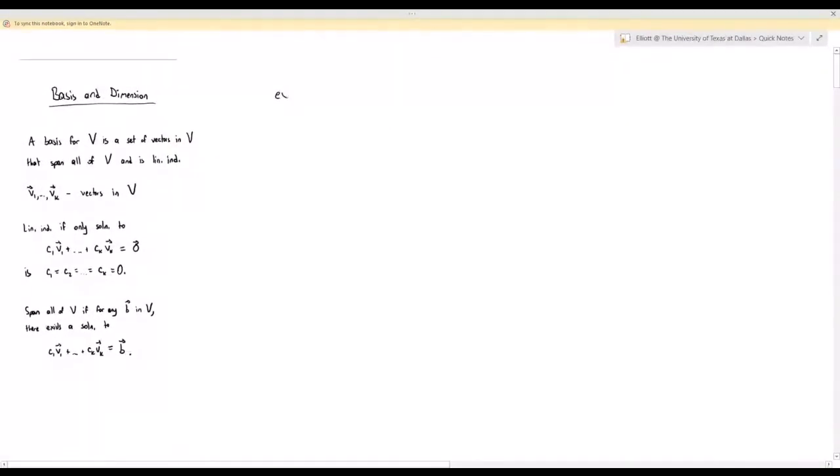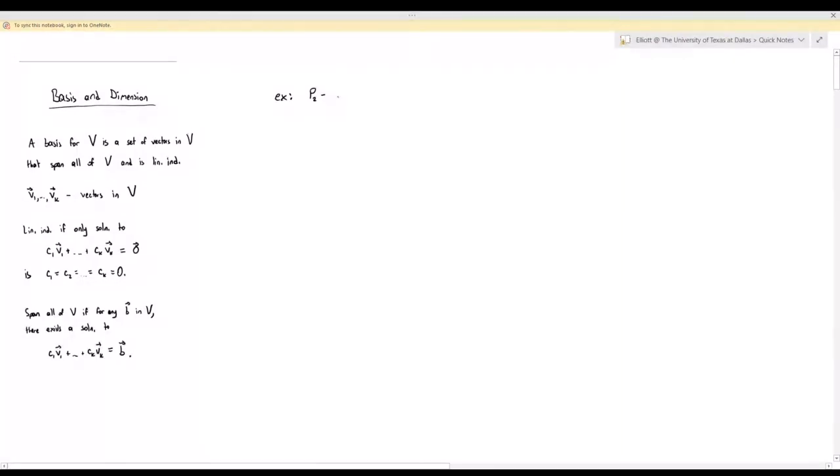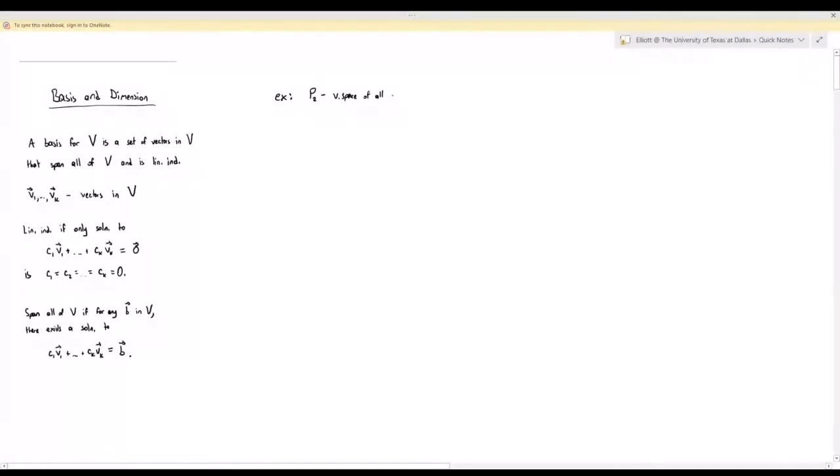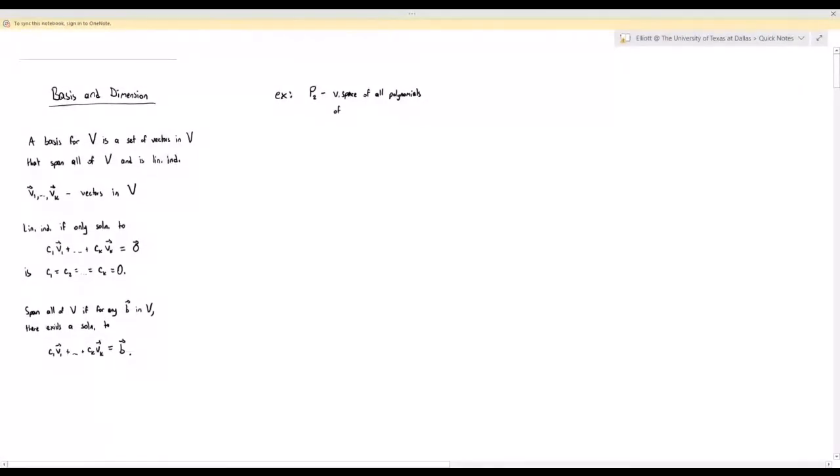So I just want to do one example, just checking whether a given set of vectors in a vector space is a basis. I'll do an example with polynomials because I didn't do one with polynomials last time. Okay, so let's remember that P2 represents the vector space of all polynomials of degree less than or equal to 2.